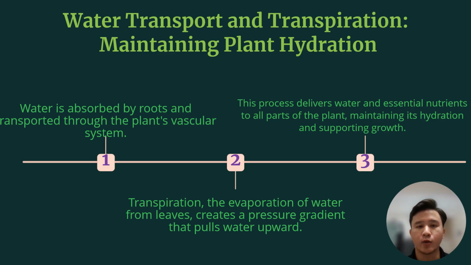Next slide, I will explain about water transport and transpiration, maintaining plant hydration. Number 1. Water is absorbed by roots and transported through the plant's vascular system. Number 2. Transpiration. The evaporation of water from leaves creates a pressure gradient that pulls water upward. Third, this process delivers water and essential nutrients to all parts of the plant, maintaining its hydration and supporting growth.